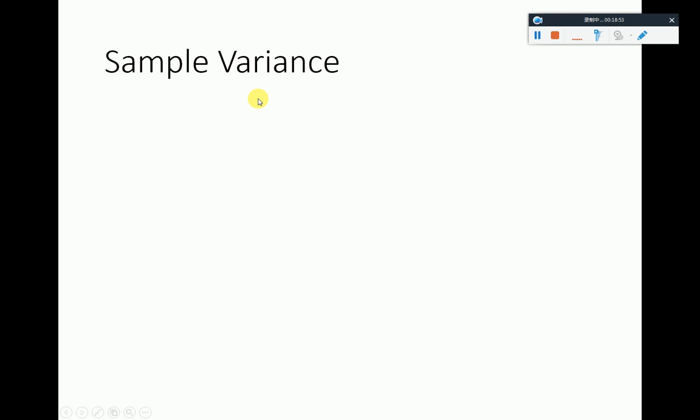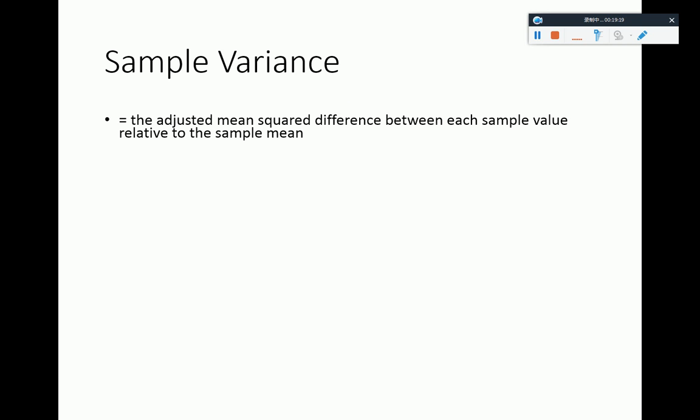Okay, so warning. The definition of sample variance, the conceptual definition of sample variance, can be very complicated. It will be quite a mouthful. Okay, so I will anyway give you the definition first, but just don't panic, and we'll walk through that definition together, and you will know how to calculate sample variance. Okay, so here we go. Sample variance is the adjusted mean squared difference between each sample value relative to the sample mean. Okay, told you, it's quite a mouthful.